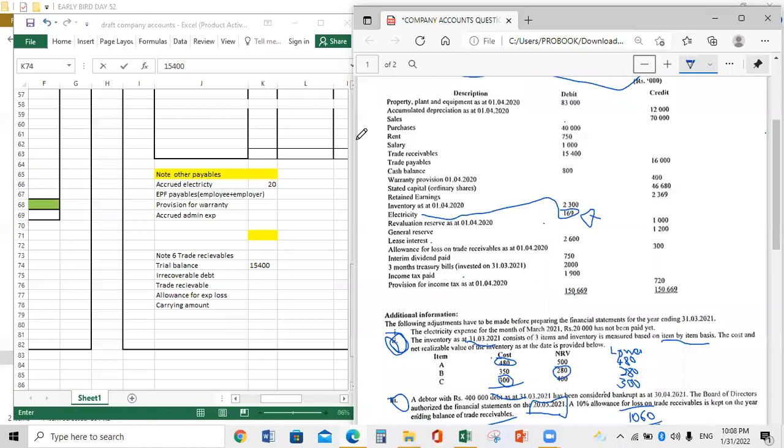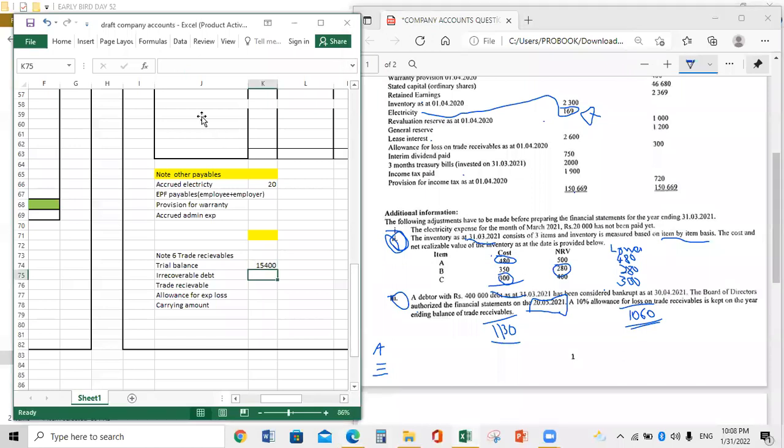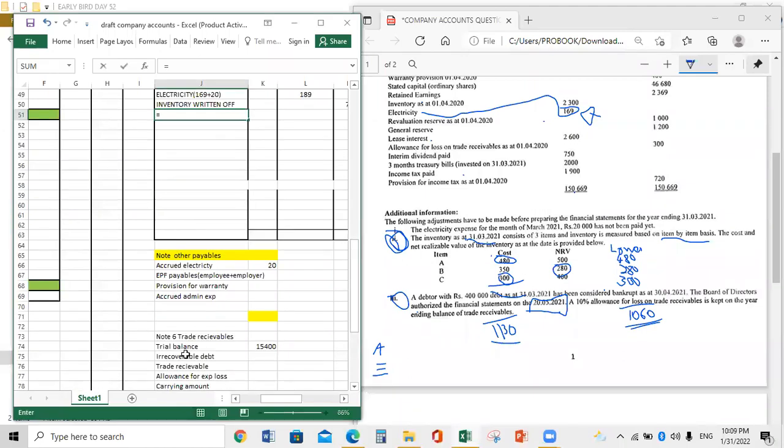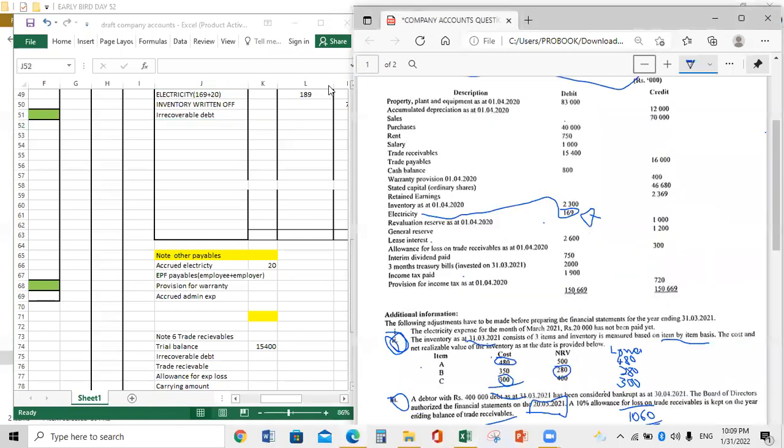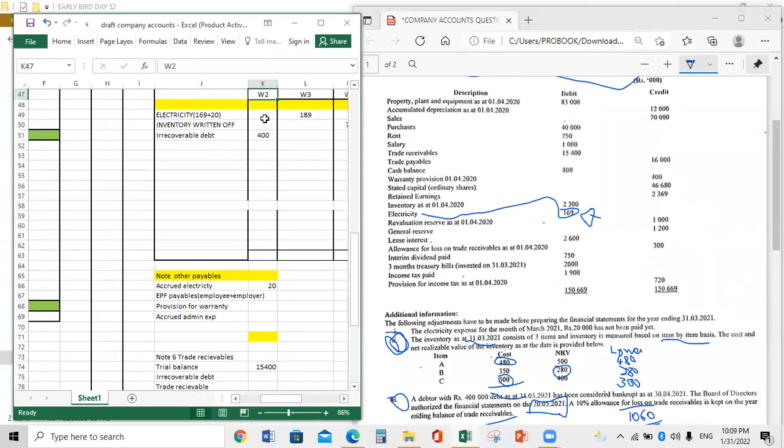Now guys, see here, there is an irrecoverable debt. The double entry for irrecoverable debt is irrecoverable debt account debit, trade receivable credit. Irrecoverable debt is an expense, so record it under expenses. It's a distribution expense. Guys, is there any irrecoverable debt amount given in the trial balance already? No, right? Okay, so under distribution expense, you will record 400, working number 2. So you debit the irrecoverable debt and credit your trade receivable.